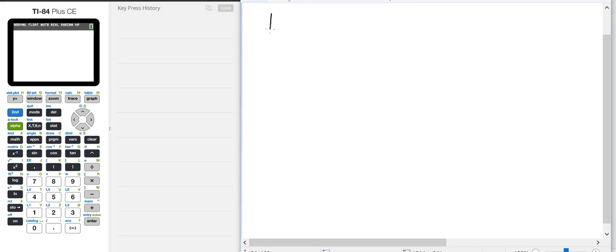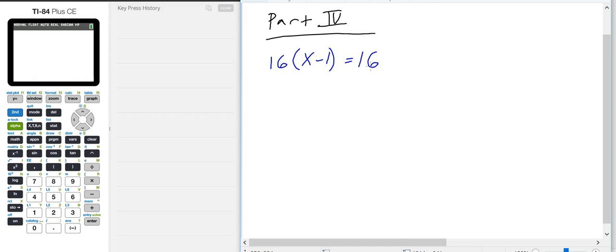This is part 4 of solving linear equations. Let's say you would have the problem 16 times x minus 1 is equal to 16. Now, the parentheses might be bothering you a little bit because the x is inside the parentheses, so it's not like you could just add that 1.